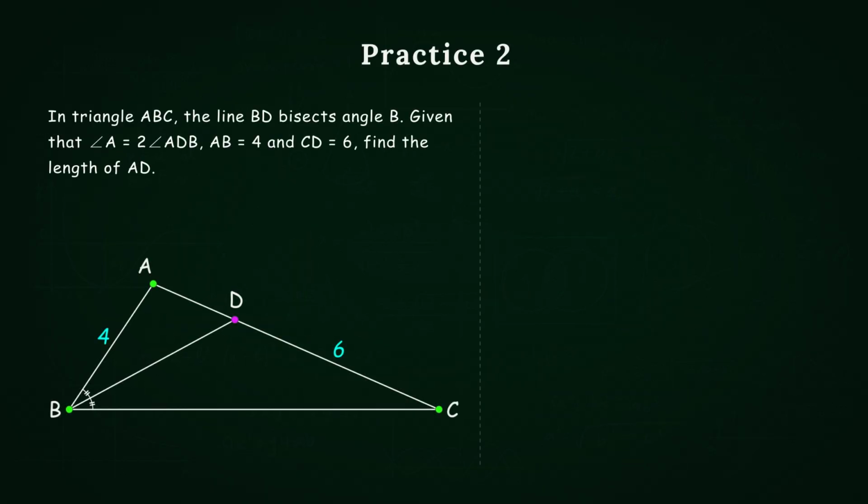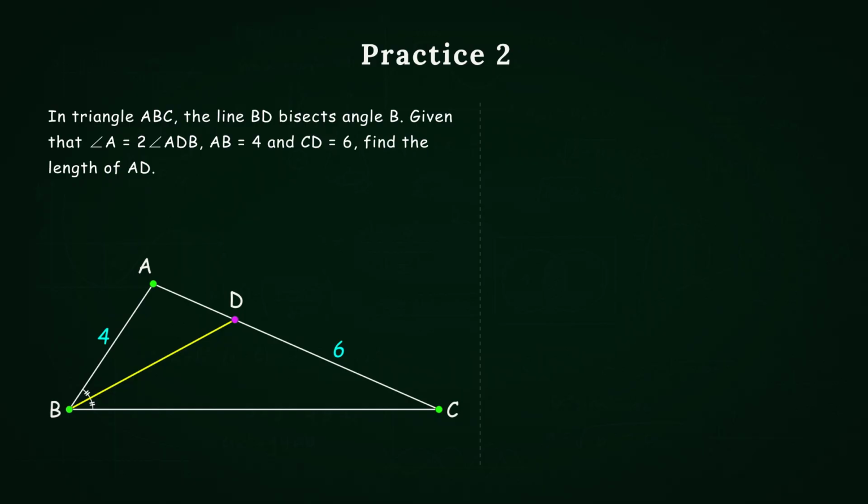Let's move on to another practice question. We have a triangle ABC where BD is the angle bisector of B. We're also given that angle A is twice the size of angle ADB. If AB measures 4 and CD is 6, how can we calculate the length of AD? Once again, we have an angle bisector in this problem, and the given lengths AB and CD, along with the required AD, are all elements involved in the angle bisector theorem.